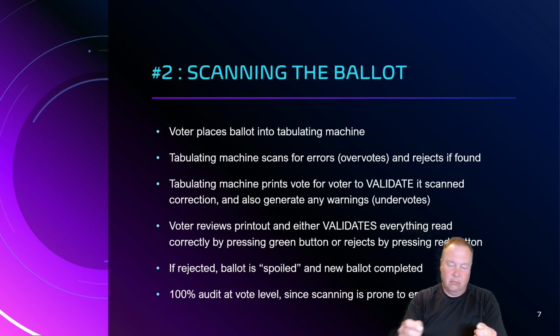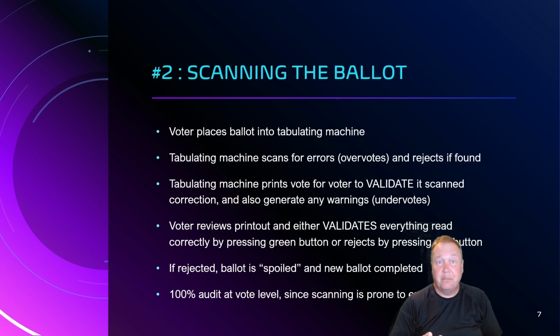If I say, wait, that's not how I marked that, then I hit the big red reject button and it spits my ballot out and I go back and get another one and fix the ballot. That's how it should work. It doesn't today, but that's how you would validate the scanning part. Now, the voter has validated that what they marked on the paper is what they wanted. They've validated that the way it's scanned is correct. So now we know that those two levels are both validated at a 100% level.